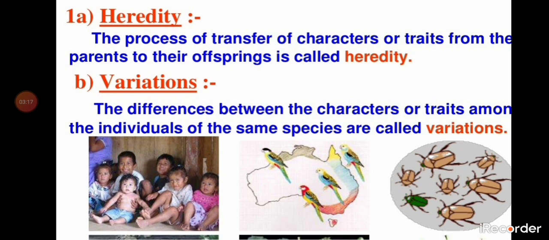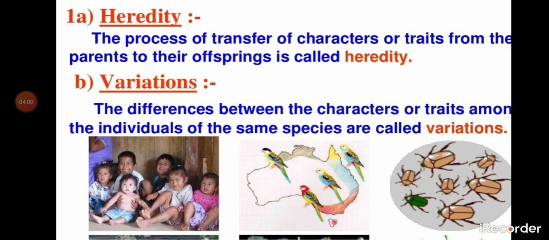So what is heredity? The process of transfer of characters or traits from the parents to their offspring is called heredity. Here you want to remember, what do you mean by offspring? Offspring means child, or new generation, or baby. All these terms are synonyms. So how can we define heredity? Transfer of information from parents to their offspring is called heredity. Clear, children? The definition for heredity.